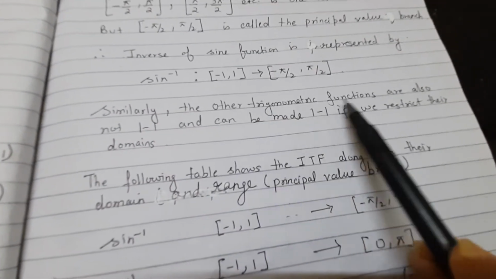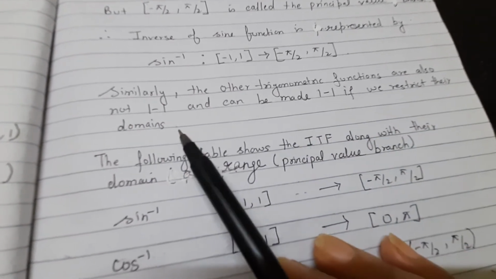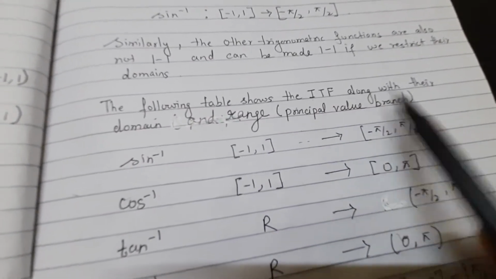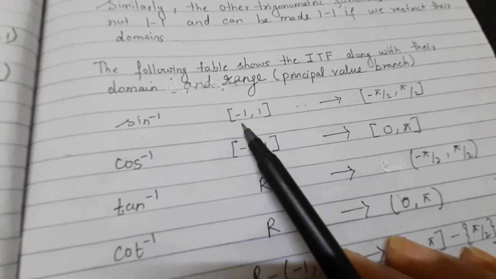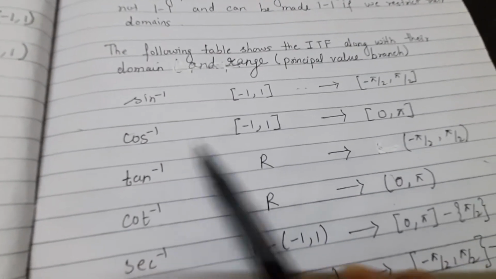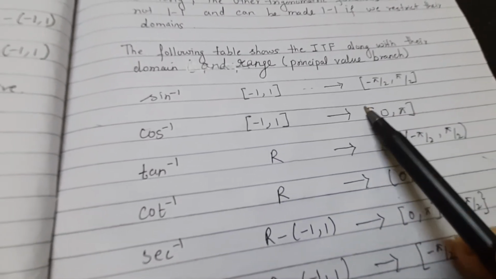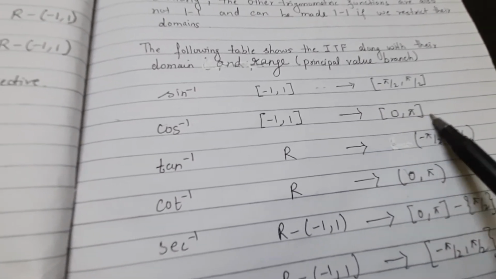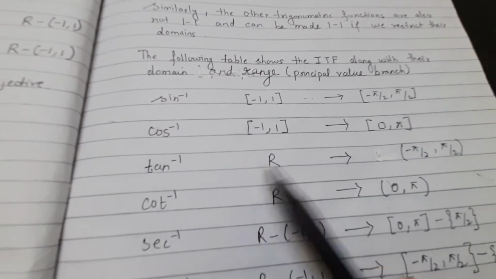Similarly, the other trigonometric functions are also not one-one and can be made one-one if we restrict their domains. So the following table shows the inverse trigonometric functions along with their domain and range. Just see, sine inverse will be defined from minus 1 to 1 to minus pi by 2 to pi by 2. Then cos inverse from minus 1 to 1 will be 0 to pi. So you have to learn this, or if you want to see the graph also, it is given in the NCERT. From there it will be very clear. Please see the graph, so you can see how the principal value branch is derived.